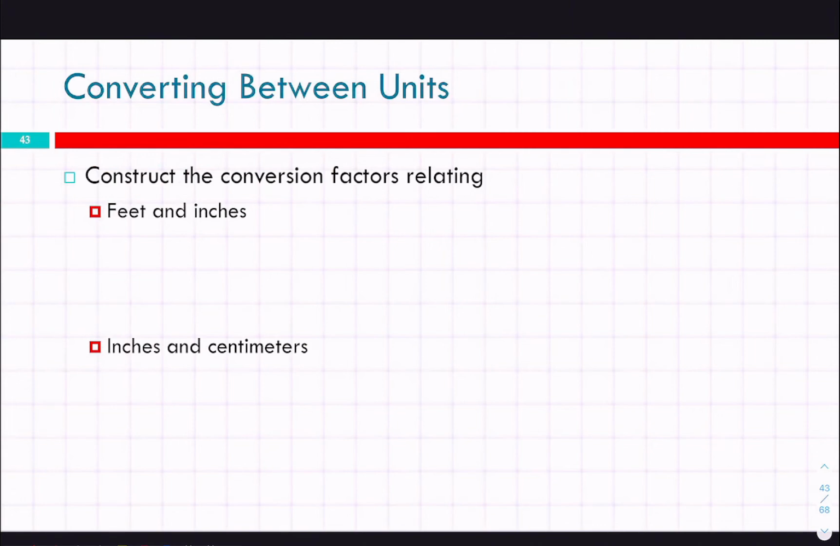Okay, so if we want to construct a conversion factor relating inches and feet, how many inches equals how many feet?